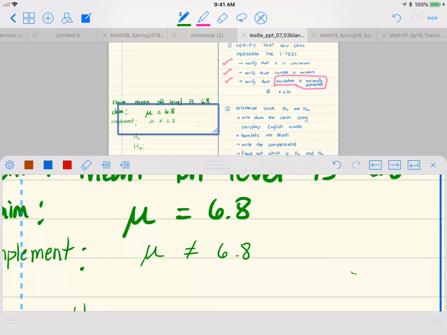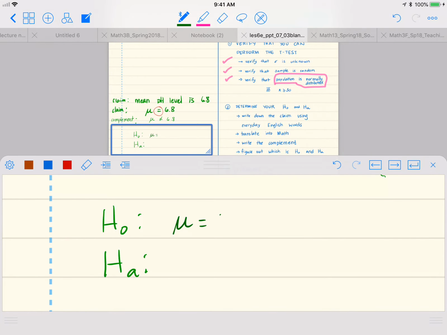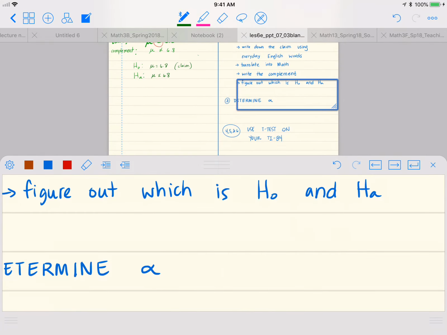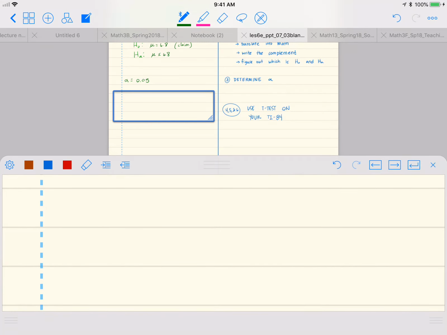Okay. So I need my complement. The complement is mu is not equal to 6.8. Let's see here. Which one is my null and which one is my alternative? My null is going to be the one with the equal sign. So I'm going to have mu equals 6.8 as my null, and my alternative is mu is not equal to 6.8. My claim happens to be my null.